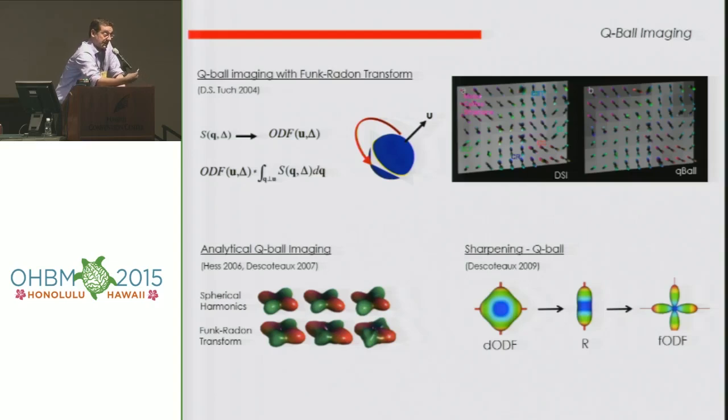But this is essentially the beginning of spherical deconvolution, because we are deconvolving the diffusion ODF in order to get a fiber ODF. But in principle we don't need to pass through the diffusion ODF if we can go directly to spherical deconvolution on the signal. And that's the next slide.